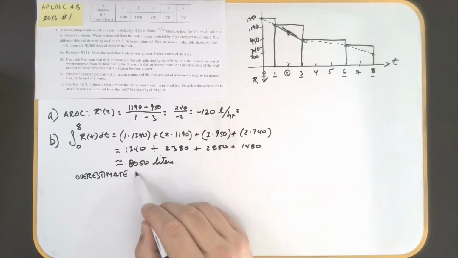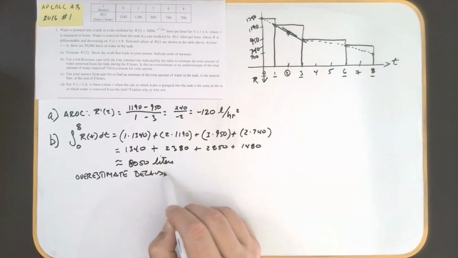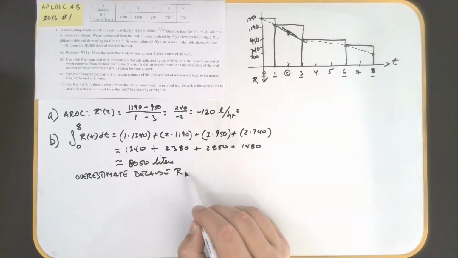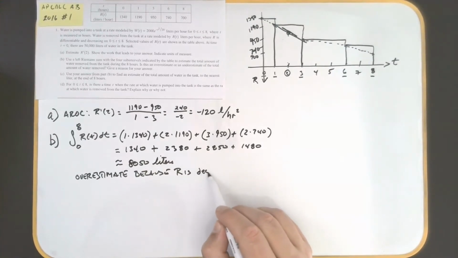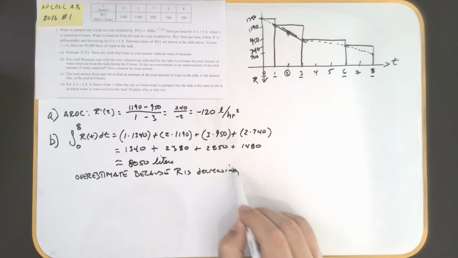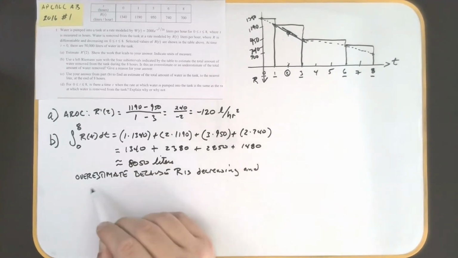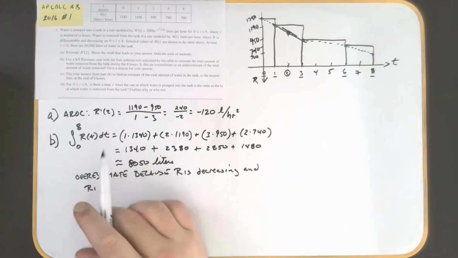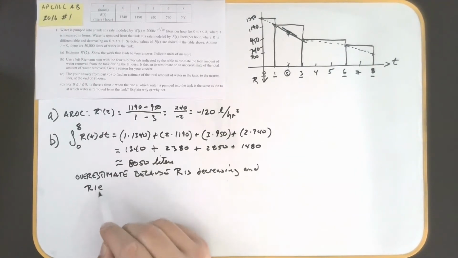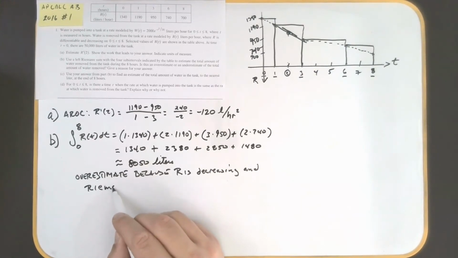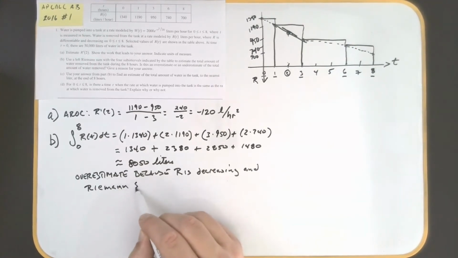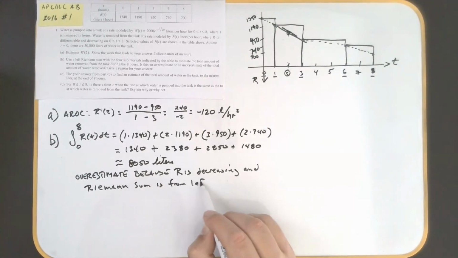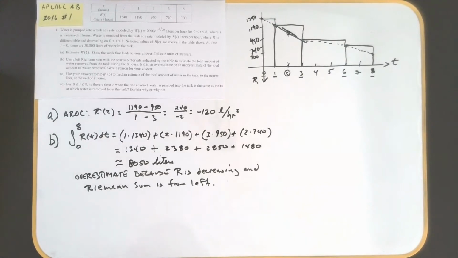And my explanation is overestimate because R is decreasing and, spell Riemann correctly, R-E-I, and Riemann's sum is from the left. Okay, there's B.